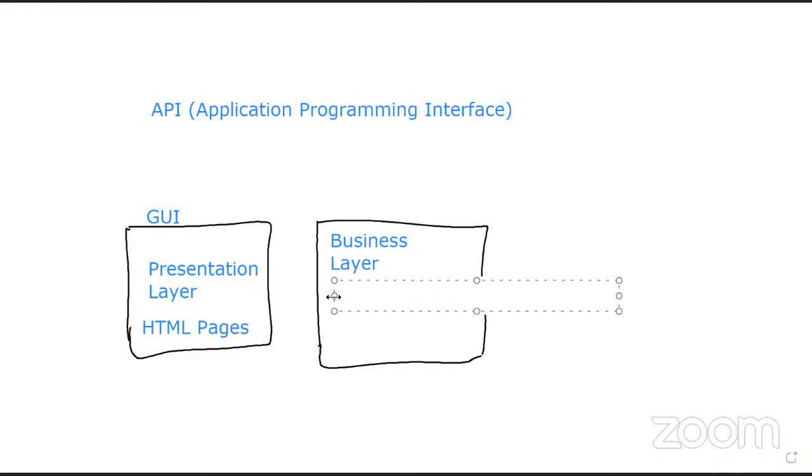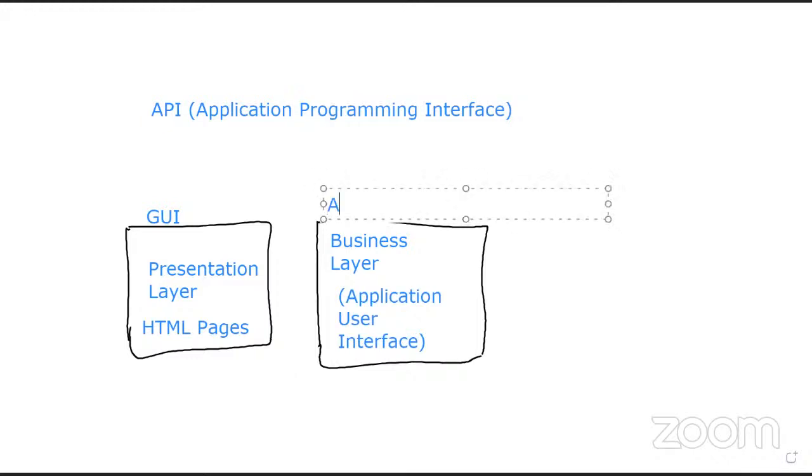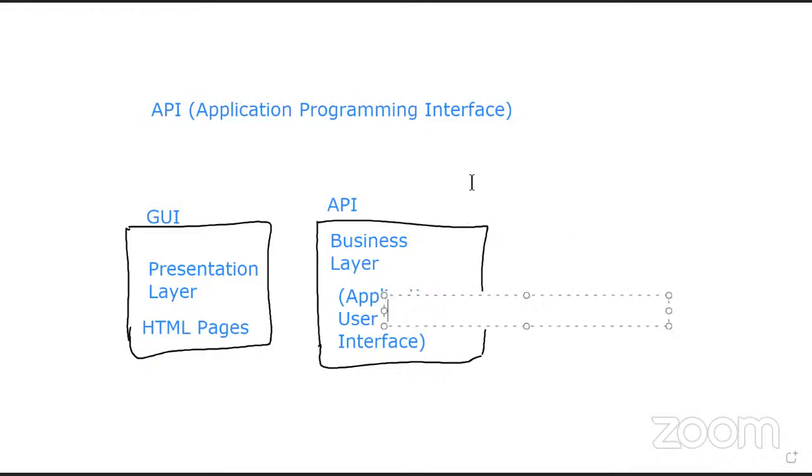So this business layer is the application programming interface, where your application core logic is implemented, the methods are implemented. Okay, so this is your API. This business layer consists of APIs. Okay. So this is the API. And what is the next we have?